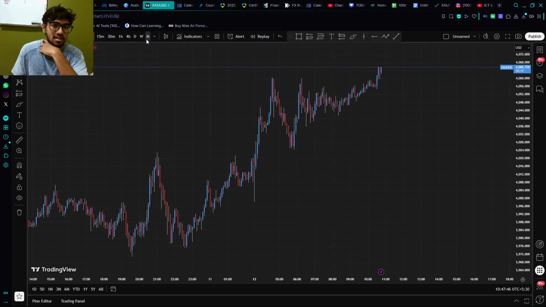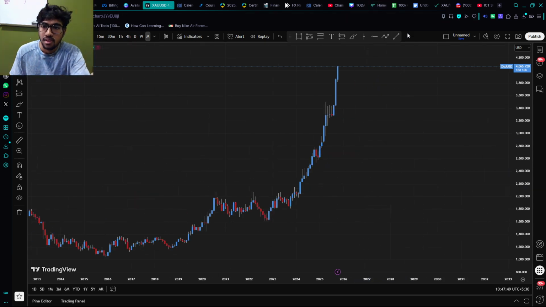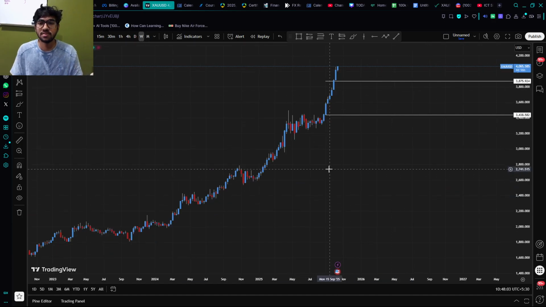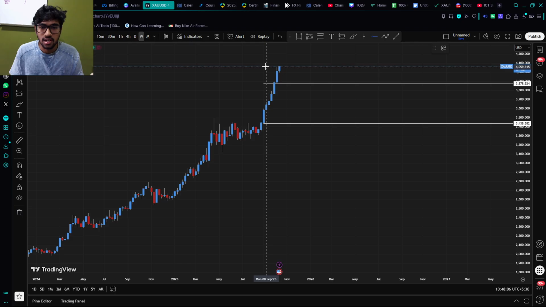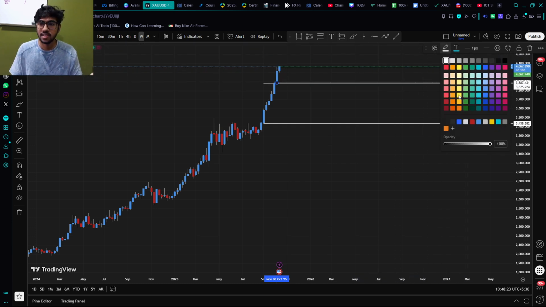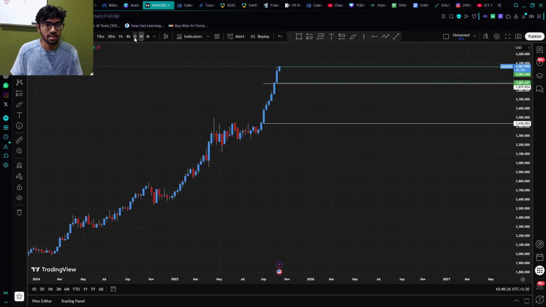But let's start off with the monthly. Let me mark off the monthly. My charts can look a bit too free because I was changing a few of the indicators, and then I just decided that I'll change all the indicators properly.